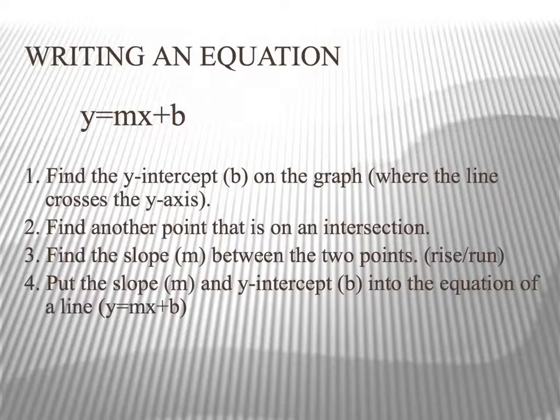Step 3, find the slope between those 2 points. Remember, our slope is our rise over run. And step 4, put the slope m and the y-intercept b into the equation for the line, y equals mx plus b. So at the end, you're going to have y equals a number, x, plus another number. And that's how we're going to write our equation in slope-intercept form.